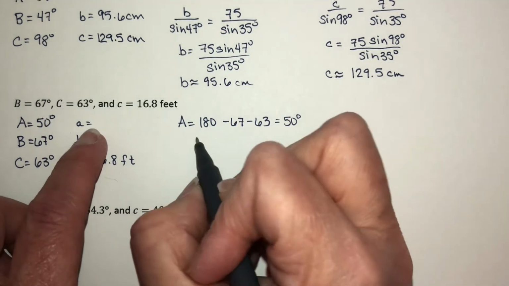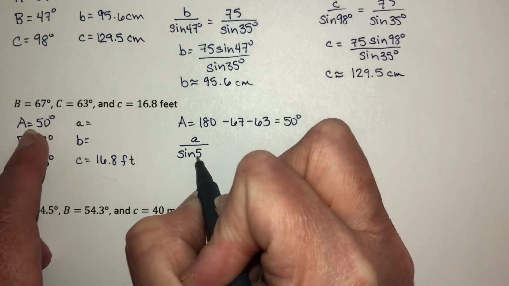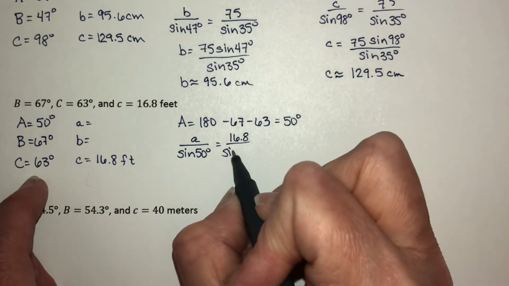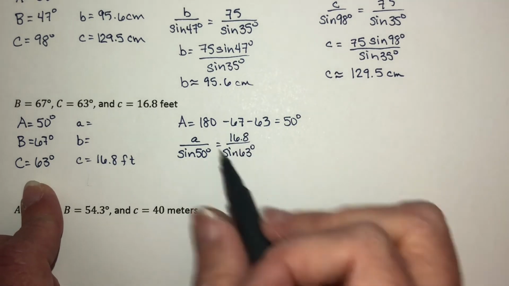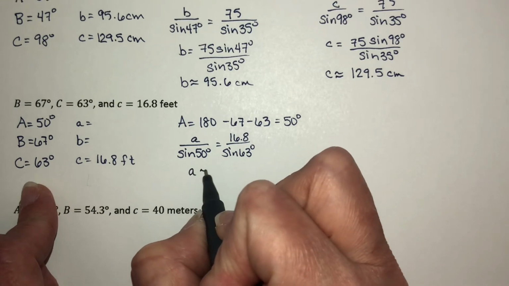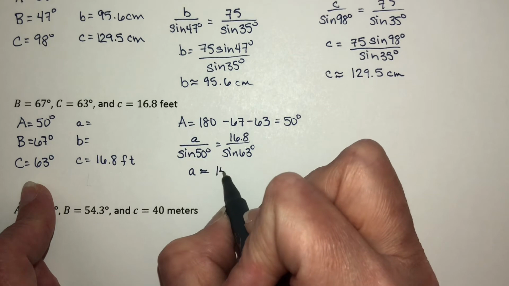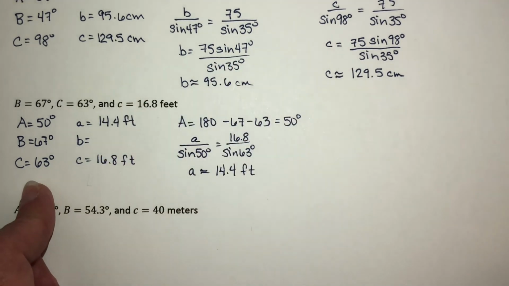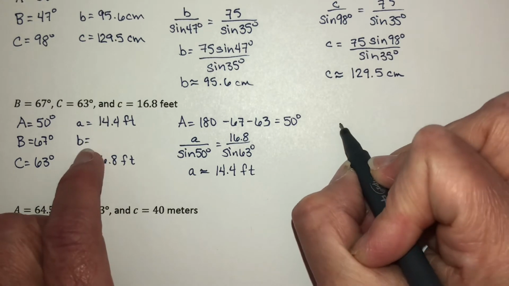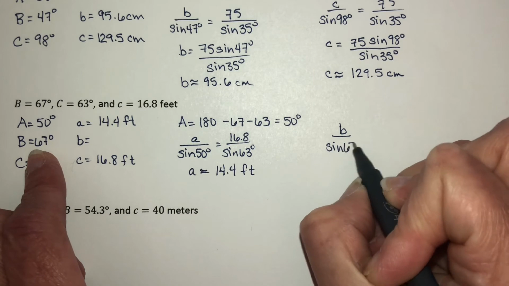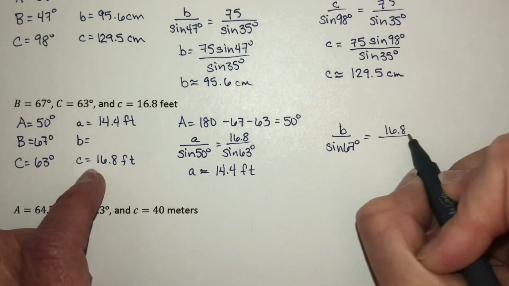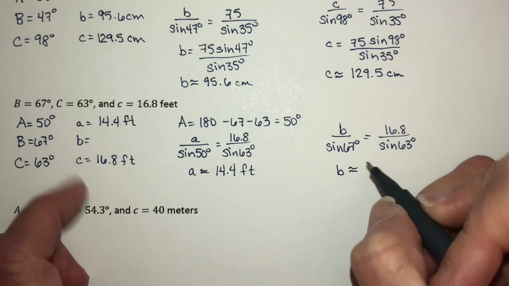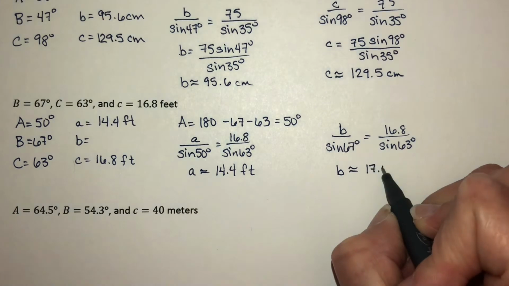Okay, now to find our A value, A over sine of 50 degrees is equal to 16.8 over sine of 63 degrees. I believe you know how to solve for A by now. A is approximately 14.4 feet. Okay. Now side B, B over sine of 67 degrees is equal to 16.8 over sine of 63 degrees. Solve that for B, and you find that B is approximately 17.4 feet.